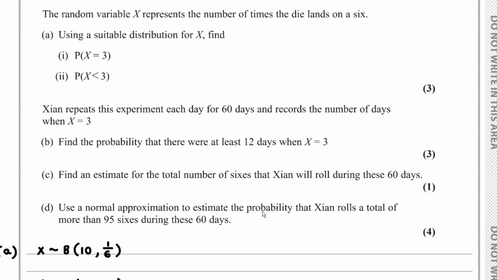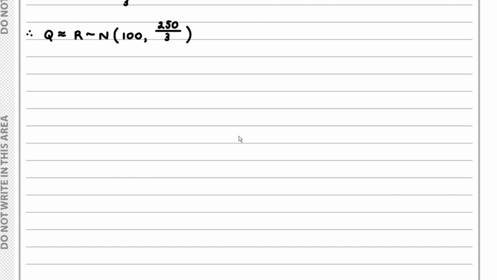What we are looking at in this question is to find an estimate for the probability that Zan rolls a total of more than 95 sixes during these 60 days. So, we have the probability that Q is greater than 95, and what this is approximately the same as is the probability that R is greater than 95.5. Here we've applied a continuity correction.